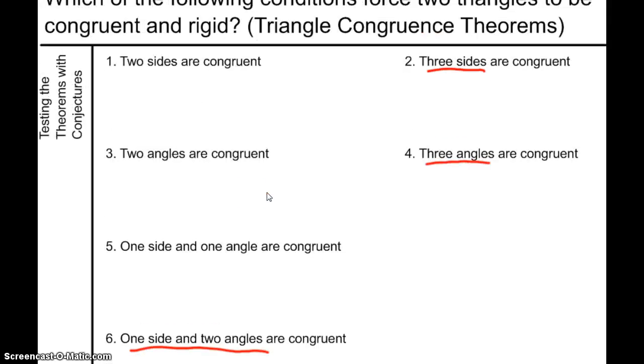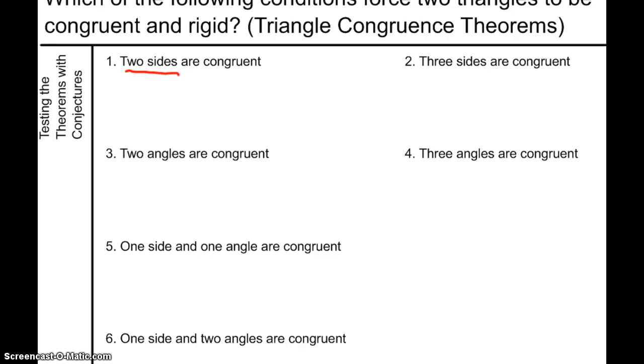That's what we're going to be doing here. We're going to take pieces of pasta and different angles, and try to make 2 different triangles that have the same conditions. For example, we're going to make 2 triangles where 2 sides are congruent and the other 3 angles don't matter, and see if that forces the 2 triangles to be congruent.